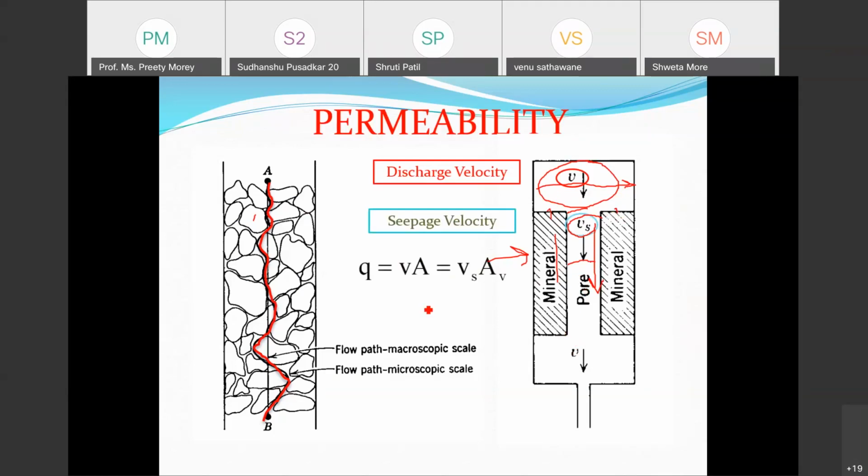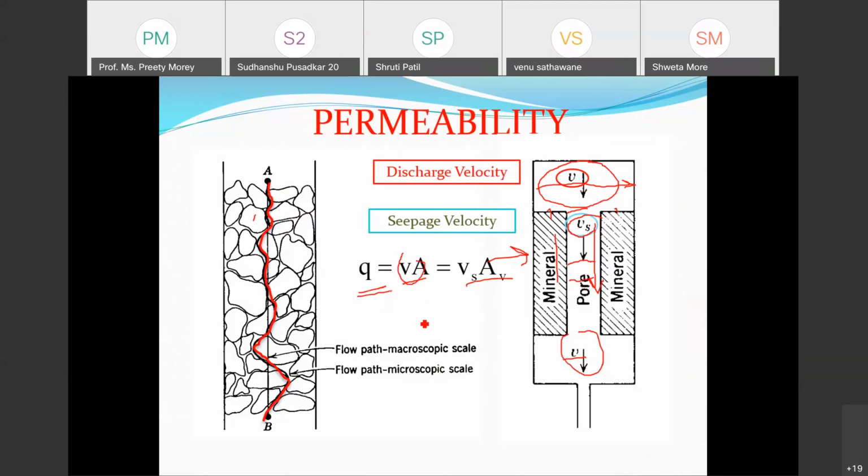So Q, which is called discharge, is given by velocity into the area. This velocity V is the velocity of water passing through the soil, outside the soil particles. If I multiply it by the area, this is V times A. When the water is passing through the voids, it is the seepage velocity, Vs, into Av. Whatever amount of water flows from the top, the same amount reaches the bottom. Hence, the discharge remains the same.